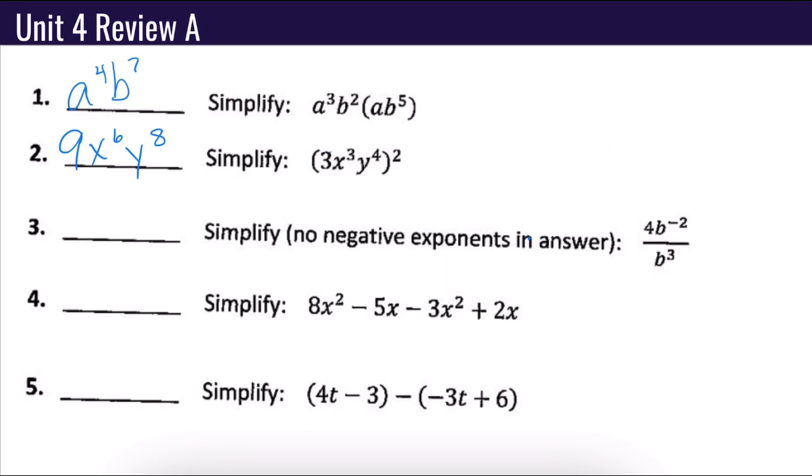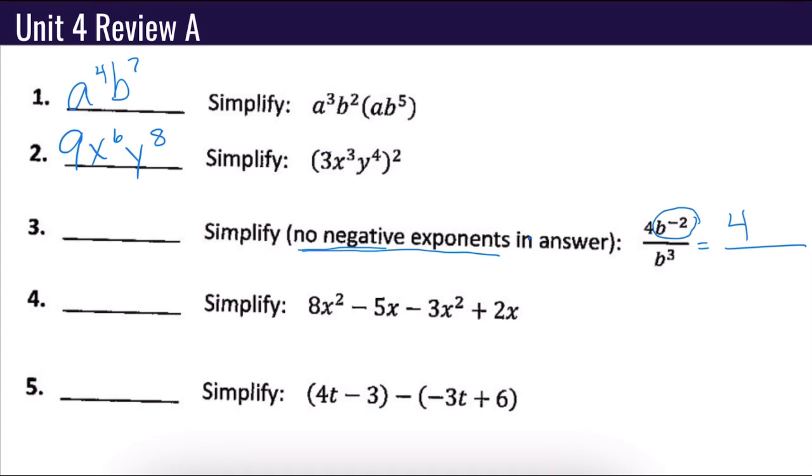Number 3 tells us to simplify and reminds us that we don't want any negative exponents. So in order to get rid of a negative exponent, all you have to do is move the base with the negative exponent to the other side of the fraction line. And that very act of flipping it to the other side of the fraction gets rid of the negative sign.